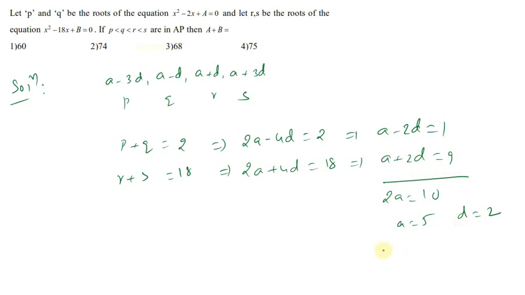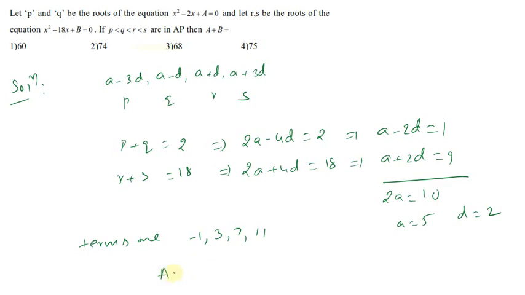That's correct. Now, what can we calculate? We have to calculate A plus B. What is A? What is B? Let me cross check. A is nothing but the product of the roots. So let me substitute the A value and D value here so that you can find the 4 terms. The terms are a minus 3d, 5 minus 6, which is minus 1, a minus d, 5 minus 2, which is 3, a plus d, 7, a plus 3d, 5 plus 6, 11.